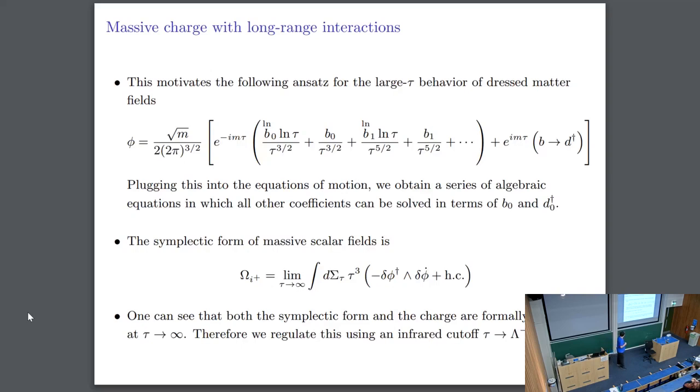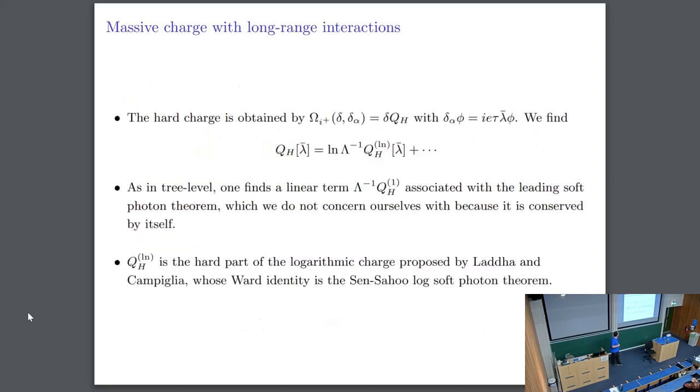We use the covariant phase space analysis using this asymptotic form, and what we find is that the phase space itself is divergent at large time. So we should regulate this by introducing an infrared cutoff scale, lambda. And if we compute the charge at time like infinity, this gives us the hard charge that goes like log of the infrared scale.